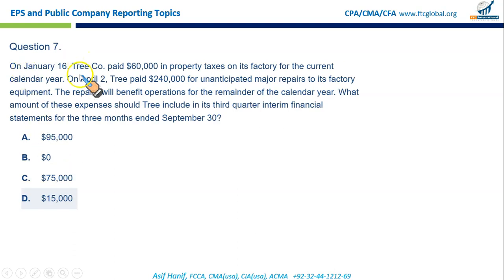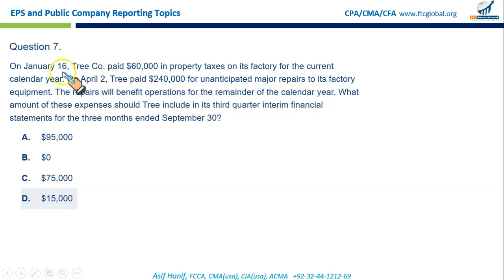On January 16, Tree Company paid $60,000 in property taxes on its factory for the current calendar year. That is the start of the year, for the whole year. On April 2nd, Tree paid $240,000 for unanticipated major repairs to its factory equipment. The repairs will benefit operations for the remainder of the calendar year.